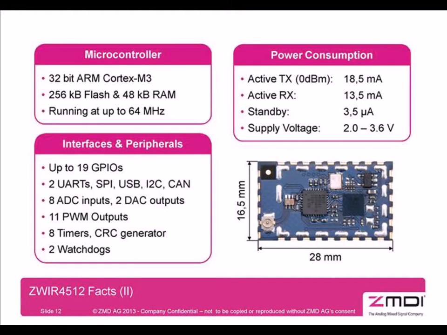The microcontroller gives a large possibility of interfaces and peripherals. We have up to 19 GPIOs, 2 UARTs, SPI, USB, I2C, and a CAN bus interface. We have also 8 ADCs and DACs, 11 PWM outputs. We have timers, CRC generators, and we have 2 watchdogs.